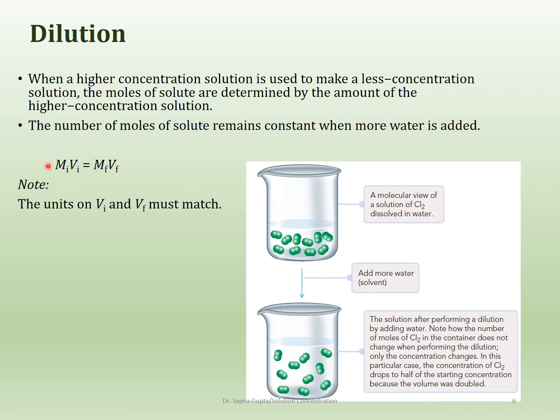So here when we look at the formula for calculating dilutions, we have initial molarity times initial volume, which really is moles. Remember we just did that. And then that is going to be equal to the final molarity times the final volume. So this is initial moles and this is final moles, and this should be the same because the number of moles has not changed when we did this dilution.